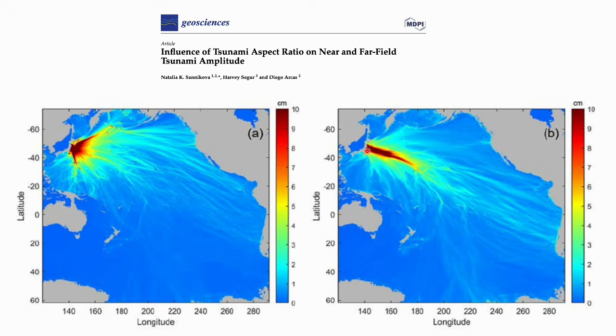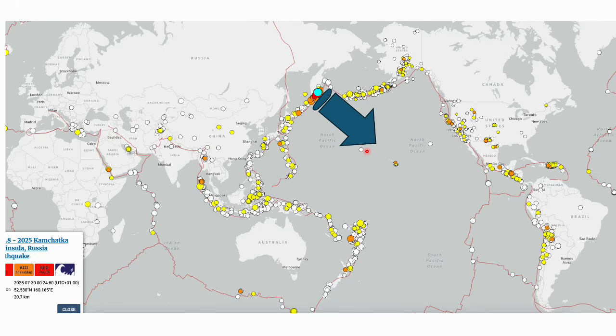So if we think about the Kamchatka earthquake, here's that surface. You should see directivity like this. It's pretty much pointing towards Hawaii. So this is why there were quite significant tsunami warnings, particularly for Hawaii.